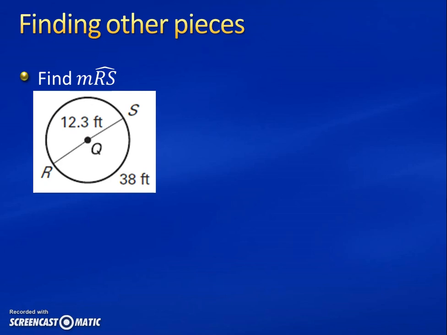X out of 360 equals, and it gives us that the arc length is 38, and that the radius is 12.3. So 12.3 times 2 times pi is 24.6 pi. And it gives us, again, the arc length is 38. So it's 38 out of 24.6 pi. That equals m out of 360, m as in measure.